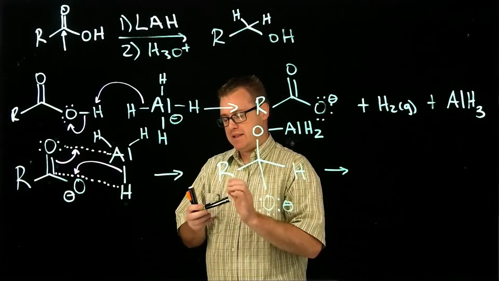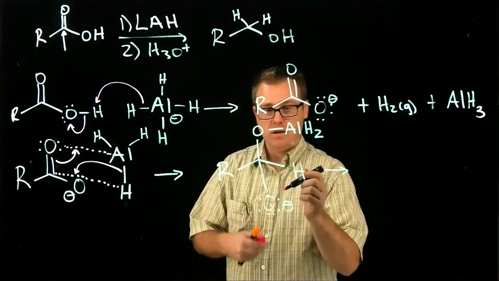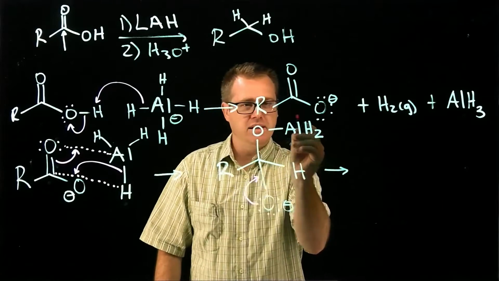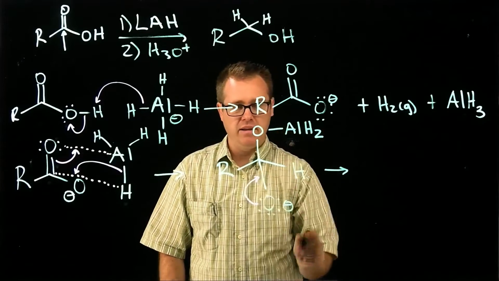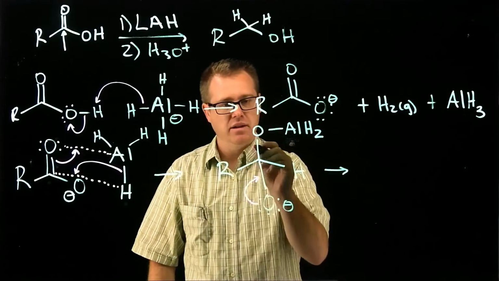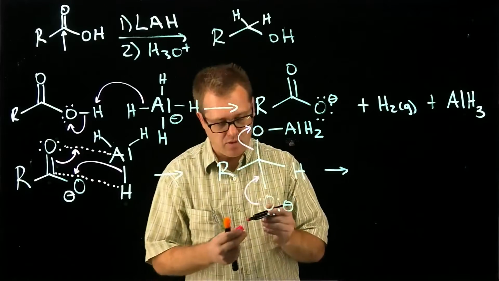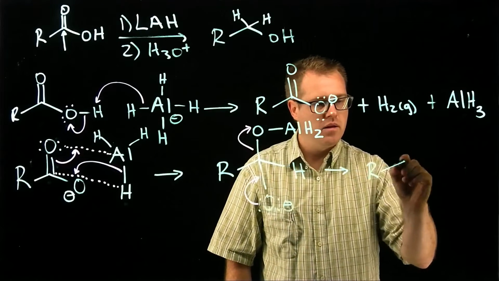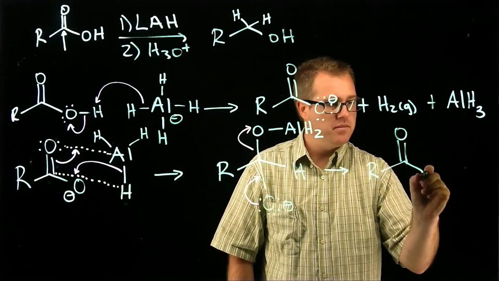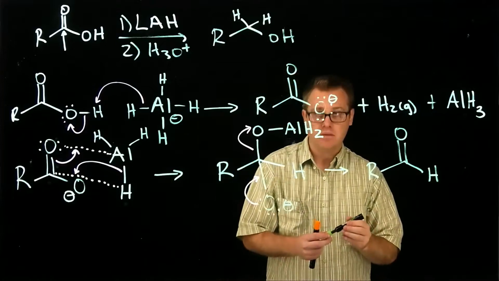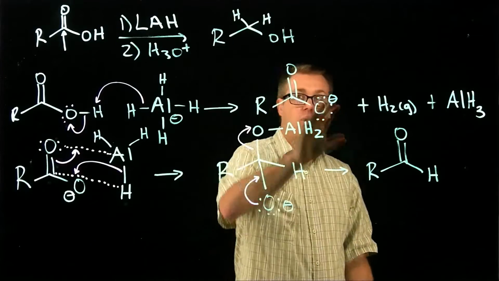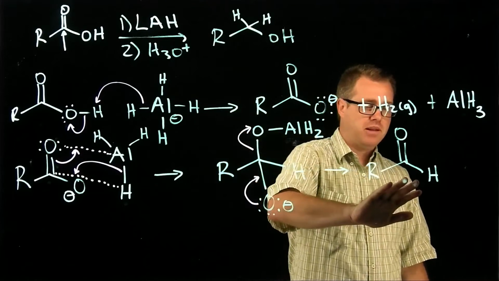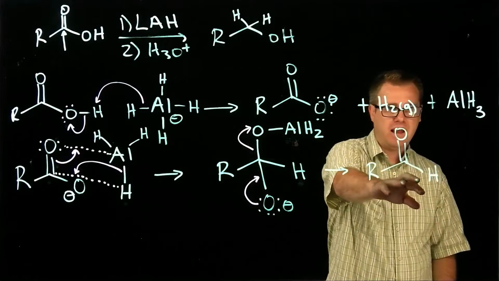So we have that species. Now this species is going to come in and collapse down. And this is a good leaving group when the oxygen is attached to the nitrogen. So that's going to leave like so. So what have we generated? We have generated an aldehyde. So we said the product is a primary alcohol, but the mechanism is showing us that we now have an aldehyde.